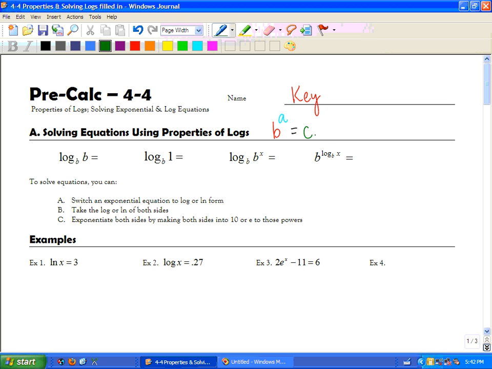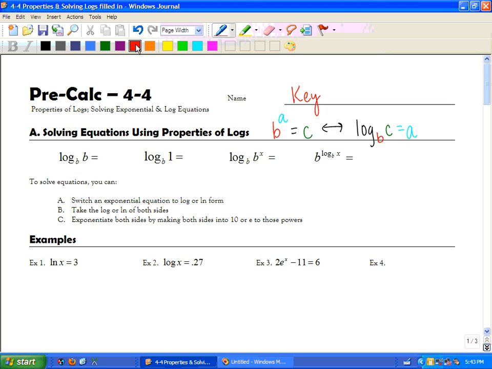equals c, then hopefully you remember that you can switch that into log or natural log form by doing log base b. So the base goes in the basement of the log, and you're using this to solve for exponents, so that's what it equals. And so the c just goes on the same line as the log.